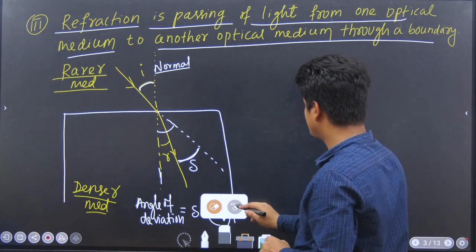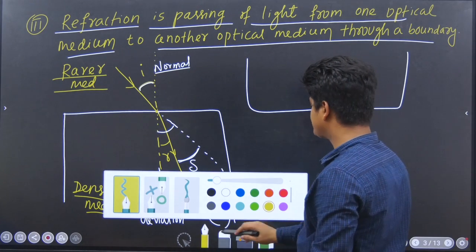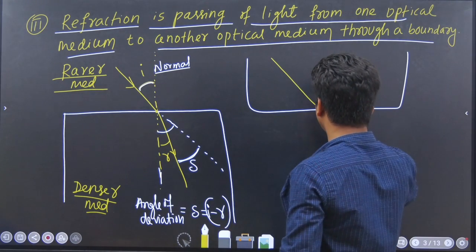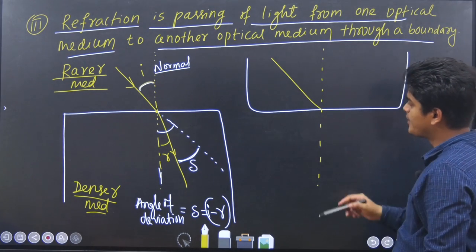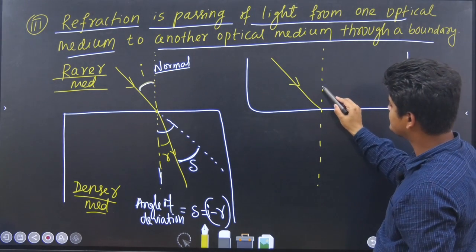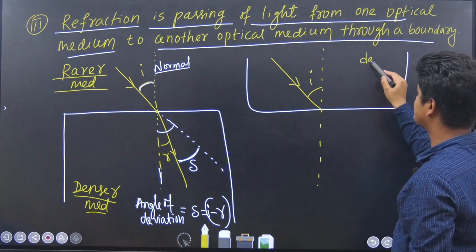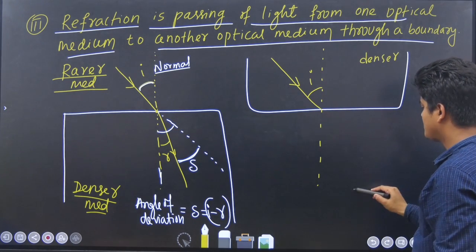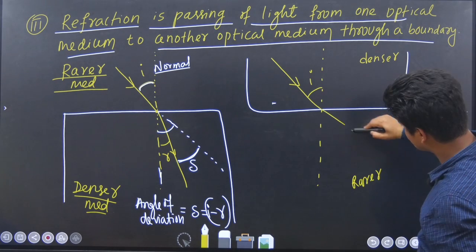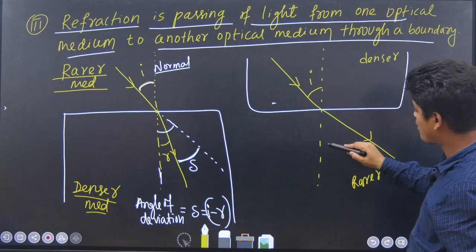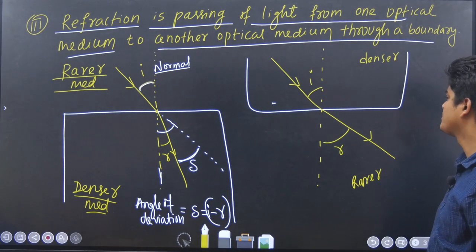Okay, now here if I consider this is my denser medium. Now light is coming from the denser medium. Now what will happen? Now you can tell this is your angle of incidence in the denser medium, and this is your rarer medium. Now what will happen here? The light ray will go away from the normal. This is the normal, and it is going away from the normal.